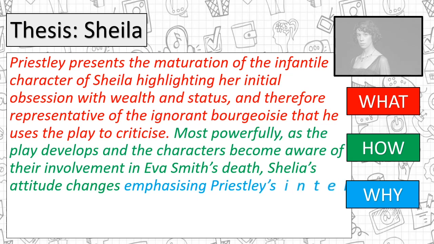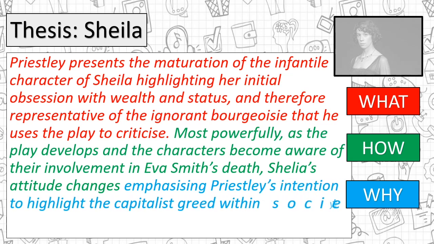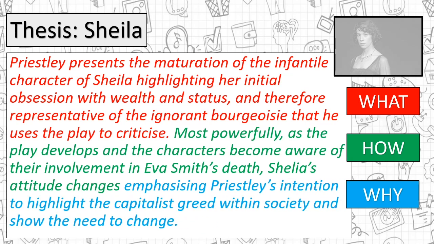Priestley presents the maturation of the infantile character of Sheila, highlighting her initial obsession with wealth and status and therefore representative of the ignorant bourgeoisie that he uses the play to criticise. Most powerfully, as the play develops and the characters become aware of their involvement in Eva Smith's death, Sheila does not change, emphasising Priestley's intention to highlight the capitalist greed within society and show them the need to change. So it's really quite similar, but I've changed it slightly and I've tweaked it and adapted it to suit Sheila explicitly.